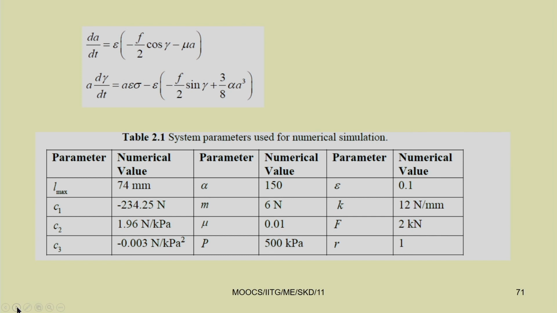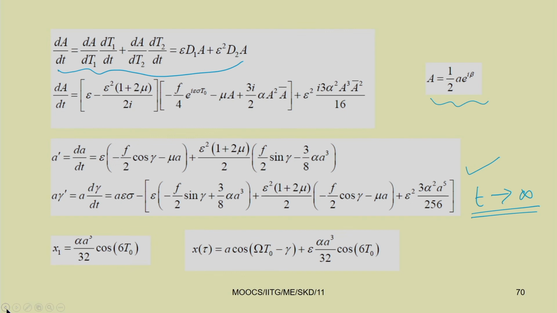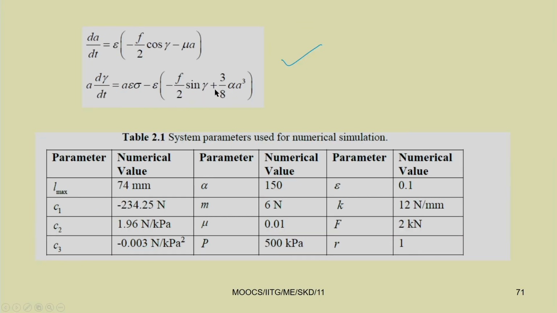If you take the first order solution, then it will be simplified to dA by dt equal to epsilon into minus f by 2 cos gamma minus mu a, and a d gamma by dt equal to a epsilon sigma minus epsilon into minus f by 2 sin gamma plus 3 by 8 alpha a cube. So, when you are taking higher order you are getting additional terms, but if you are taking only first order, then you are getting a simplified equation.